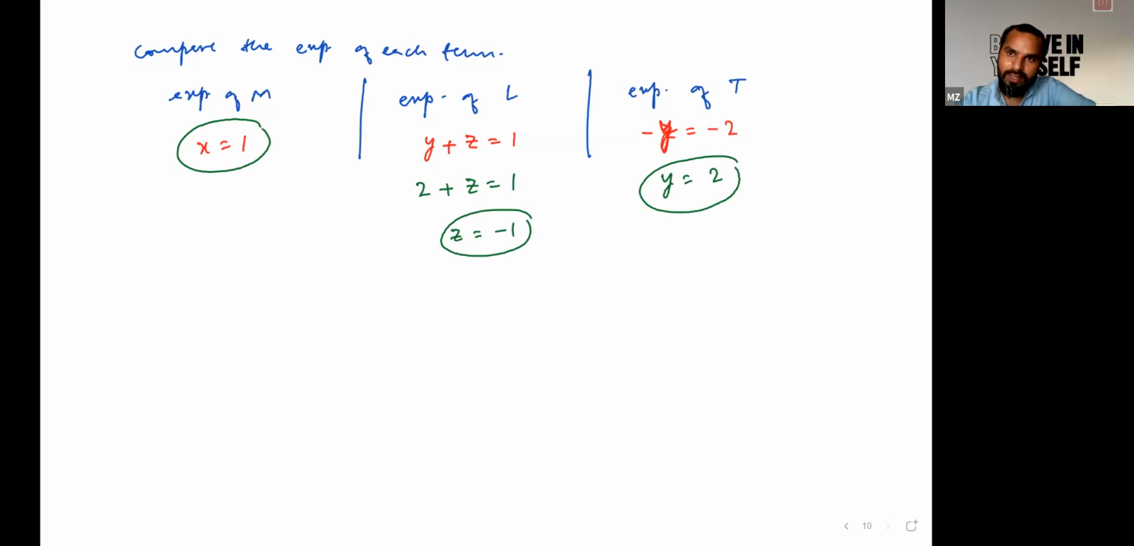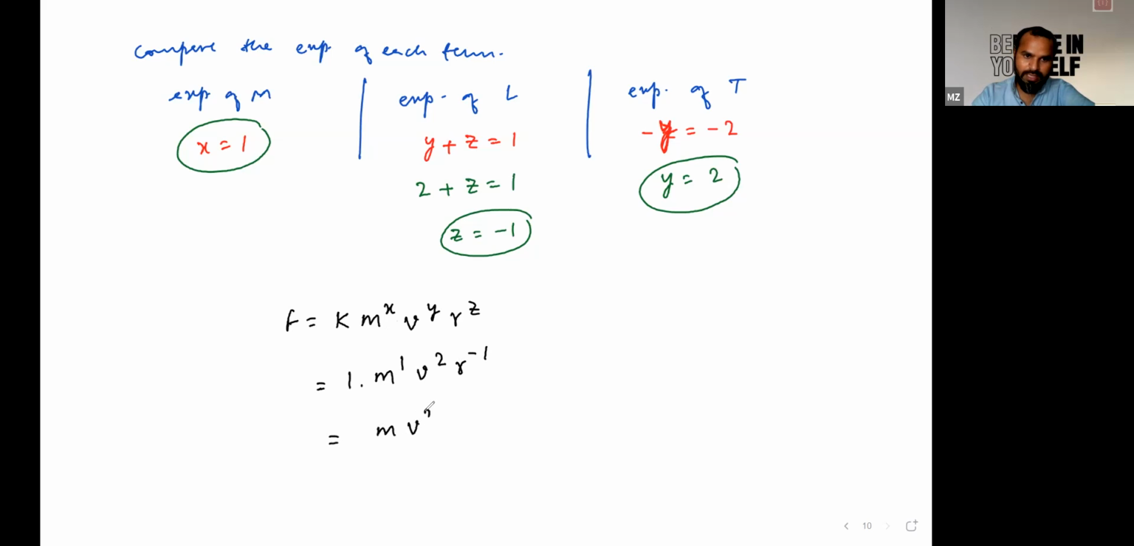Then put all these values in the first equation, which I have just derived: F is equal to k, M raised to the power x, V raised to the power y, and R raised to the power z. The value of k was 1, given in the question. The value of x is 1, the value of y is 2, and the value of z is -1. So in total, it becomes F equals m v squared divided by r. Is it clear? Ikra? Yes, sir.